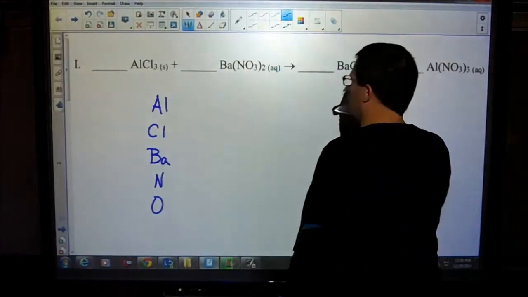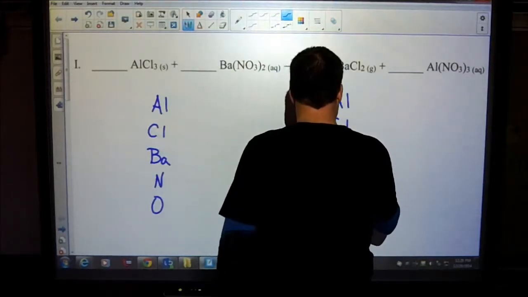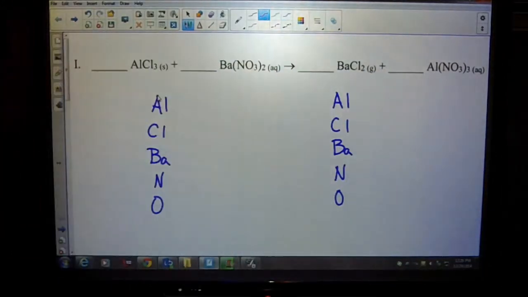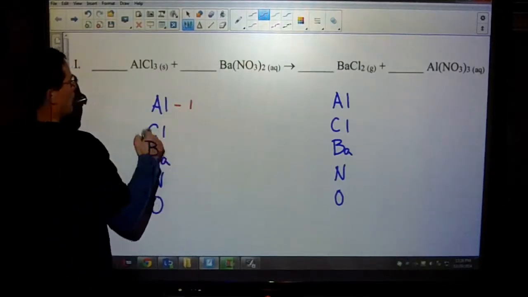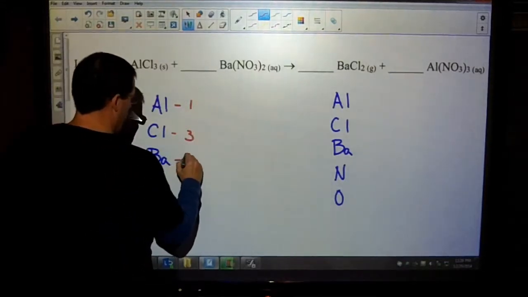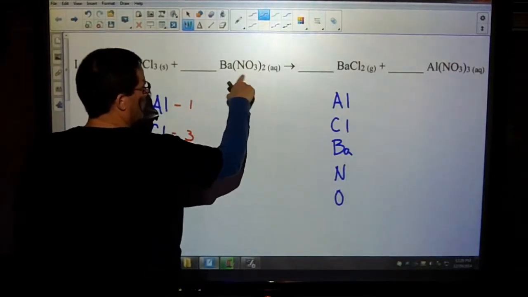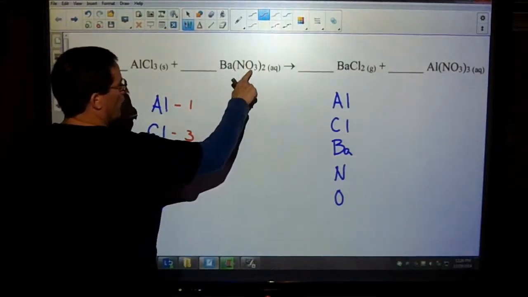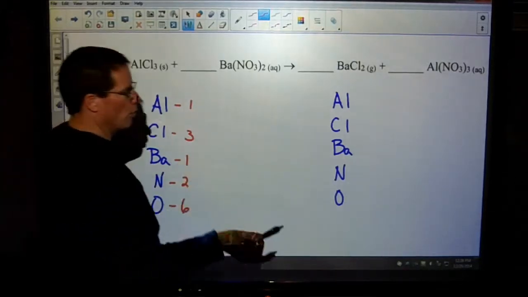I'm going to do the same thing on this side, in the same order: aluminum, chlorine, barium, nitrogen, and oxygen. Now I want to count up and see how many of each of these I have. On the left side I have 1 aluminum, 3 chlorines, that's what the subscript means, and 1 barium. I have 2 nitrogens, since I have the parentheses here, the nitrate, and there's 2 of those, so that means I have a total of 2 nitrogens. For oxygen I have 3, but I need to multiply that by 2, so initially I start off with 6 oxygens.